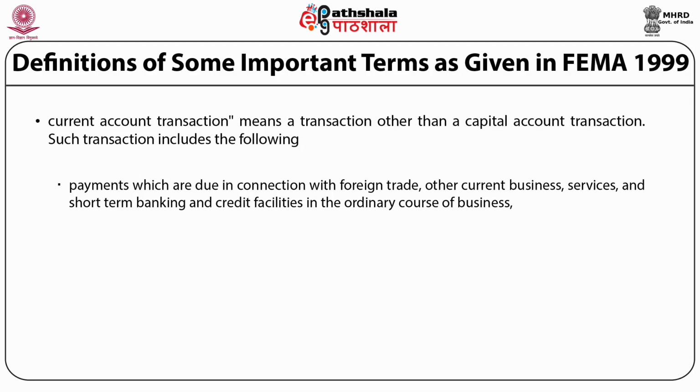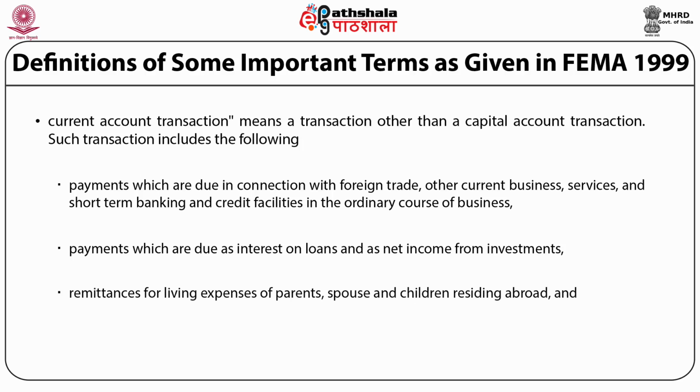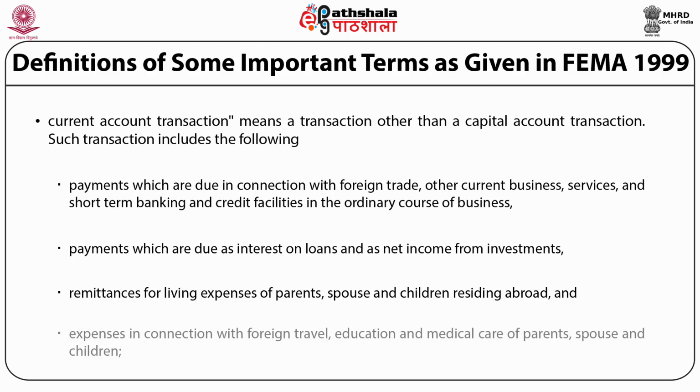Secondly, under current account transaction come the payments which are due as interest on loans and as net income from the investments. Thirdly, in current account transactions, all the remittances for living expenses of parents, spouse, and children residing abroad are also included. Fourthly, all the expenses which are done in connection with foreign travel, education, and medical care of parents, spouse, children are included.